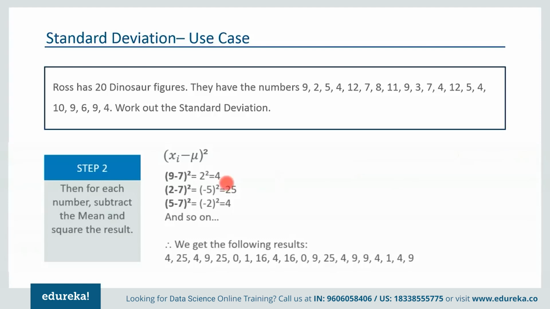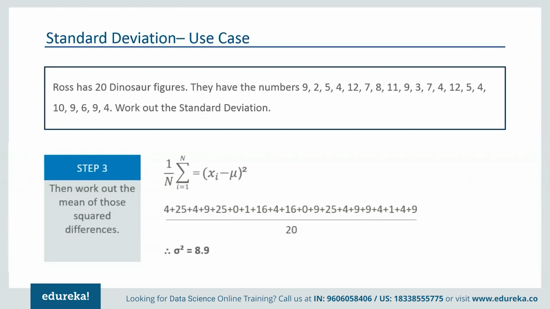As you can see in the second row, we have 2 minus 7 and the result is going to be minus 5. In such a case, if we square it, we can bring it to a positive sign. Here you can see we have 25. Same goes for the third number. Next, we work out the mean of those squared differences and we get a value called sigma square.